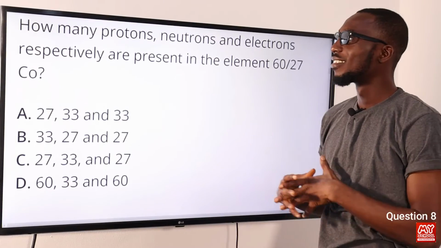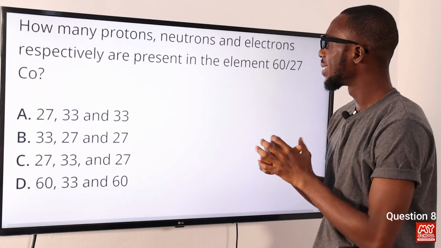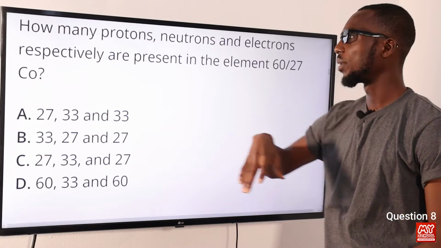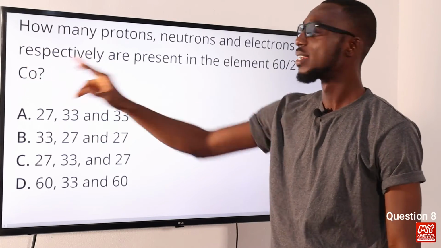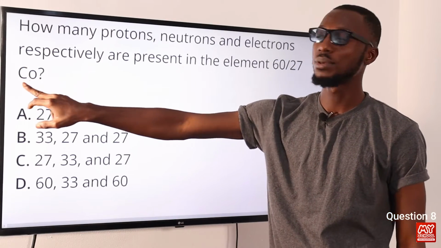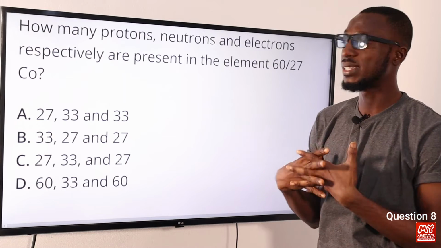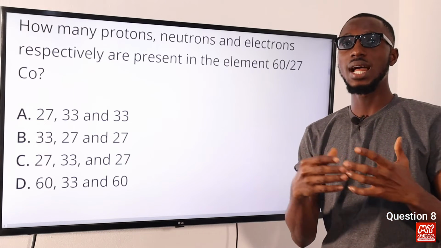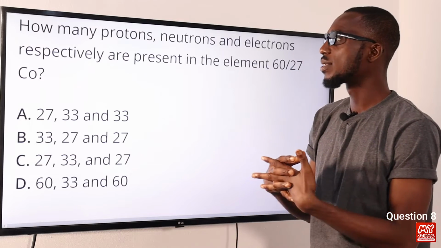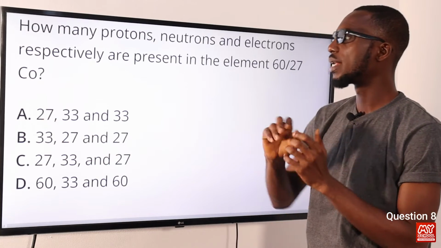Number 8. How many protons, neutrons, and electrons respectively are present in the element cobalt, 60 superscript, 27 subscript? The superscript tells us the mass number of that element, and mass number is a combination of the atomic number, or proton number, and neutron number. So the proton number is 27.